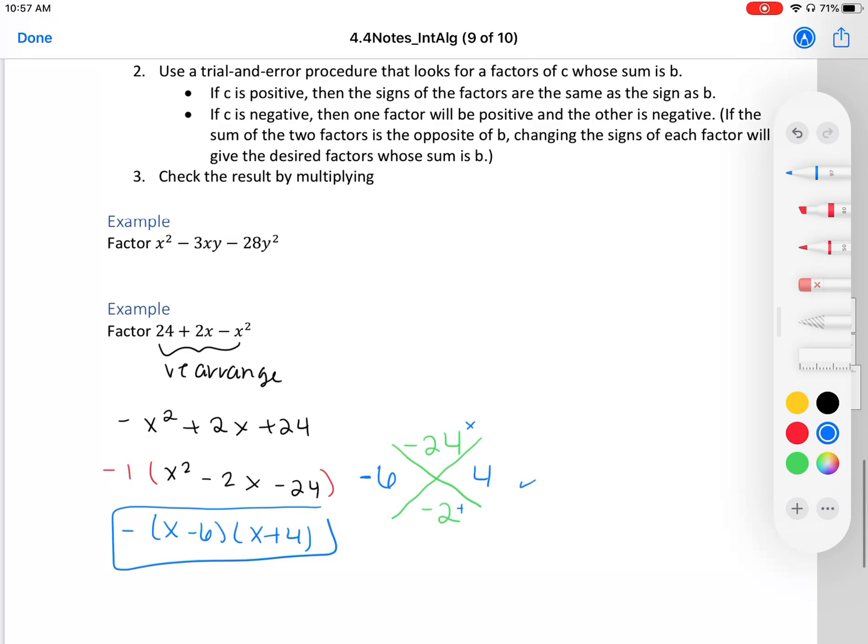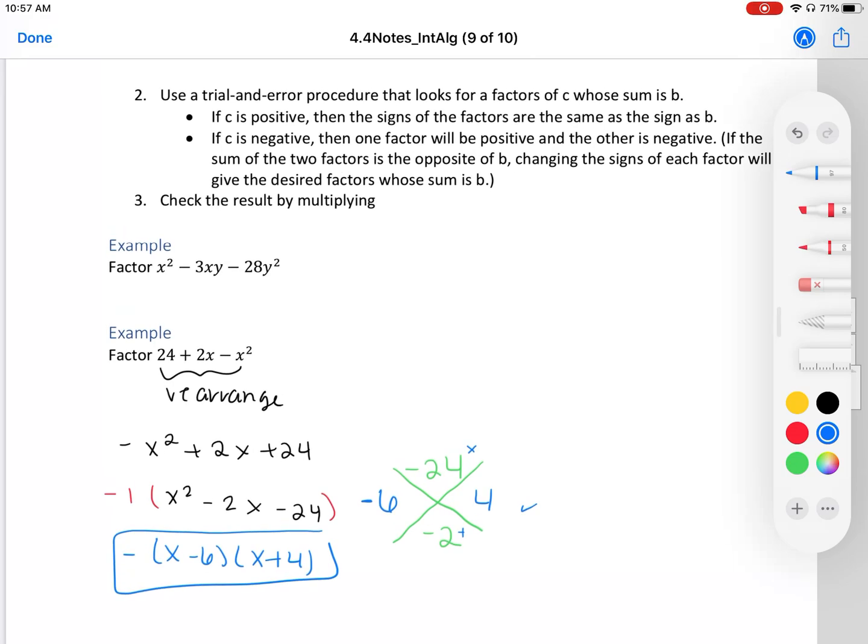Okay, back to our second to last problem. We want to factor, and we see we have two variables terms. We have an x squared and a y squared. So this will factor to be an x with a y and an x with a y. Okay, let's see what numbers we'll work with. What numbers multiply to give me negative 28, but add to give me negative 3? Well, I know 7 and 4 will work.